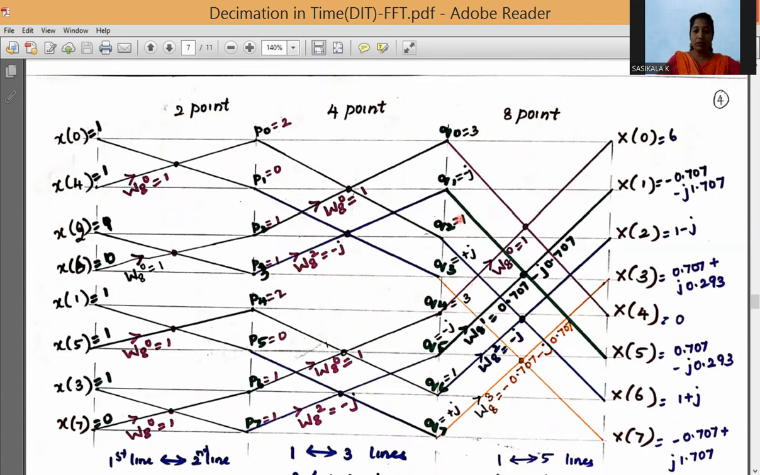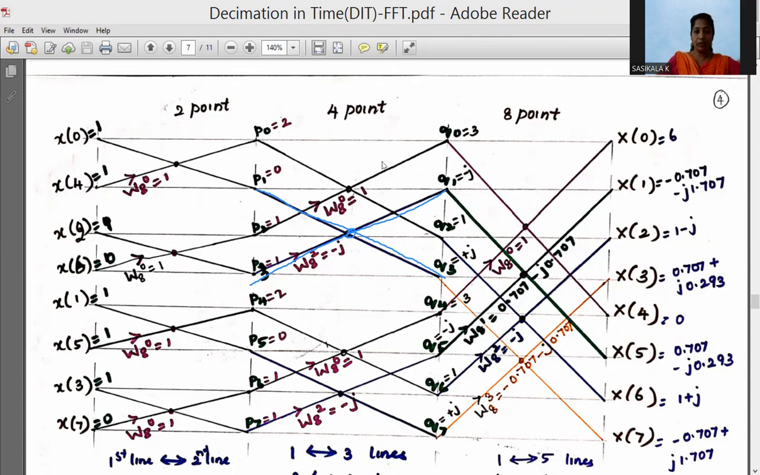And now we need to find out the outputs for the second butterfly. Now what is the second butterfly? That is the second line is connected with the fourth line. And here also the second line is connected with the fourth line. And this is the intersection point. And the twiddle factor is W8 power 2, which is minus J. So what is the first output? First output is Q1. Okay, Q1 is equal to P1 plus P3 into W8 power 2. Okay, and what is Q3? Q3 equal to P1 minus P3 into W8 power 2.